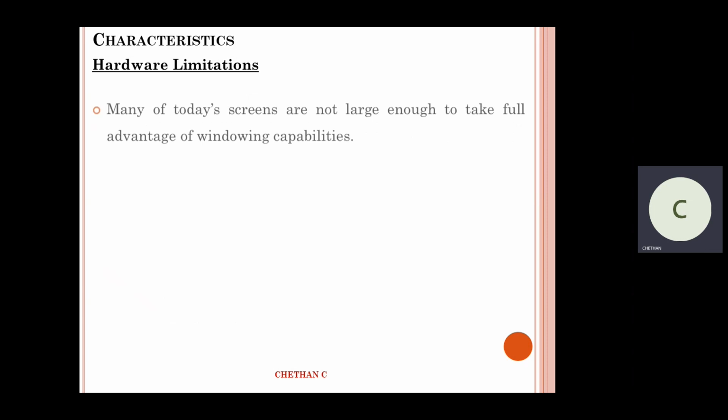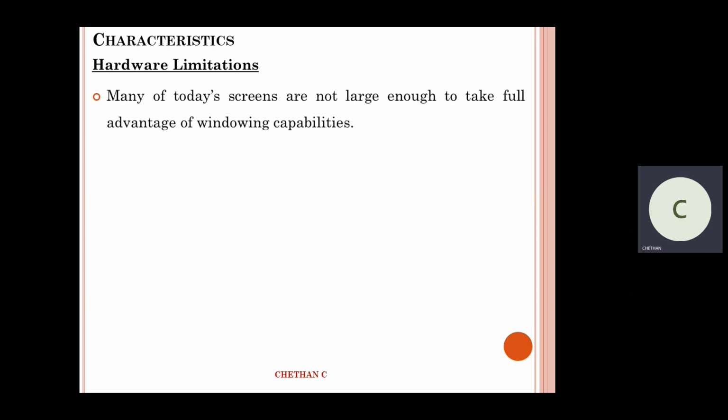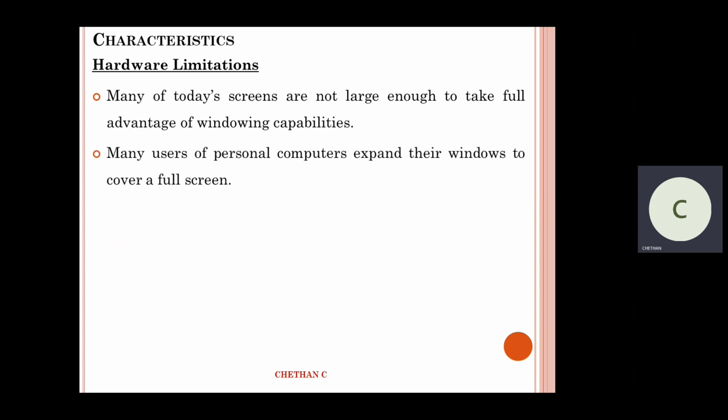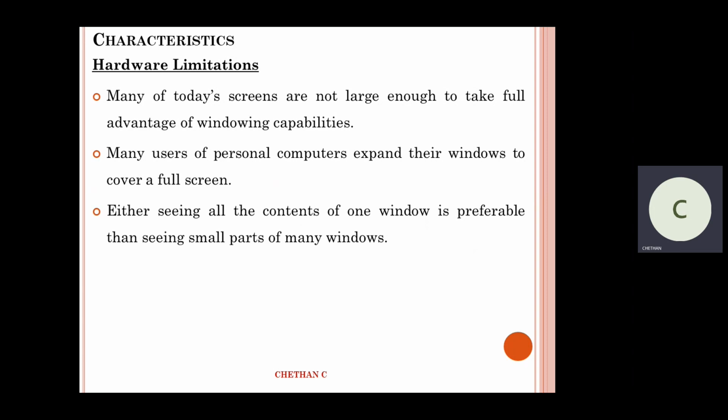Next, hardware limitations. Many of today's screens are not large enough to take full advantage of the Windows capabilities. Many users of personal computers expand their windows to cover the full screen. We do this, right? Otherwise we cannot see much. There is always a possibility of working with multiple windows, but generally we go with one full screen, then shift into another full screen. Seeing all the contents of one window is preferable to seeing small parts of many windows.